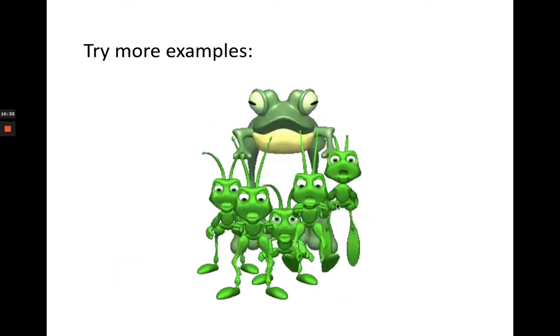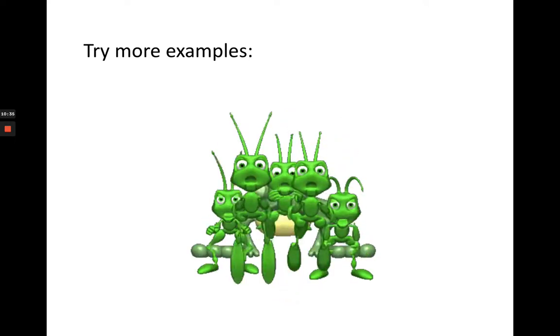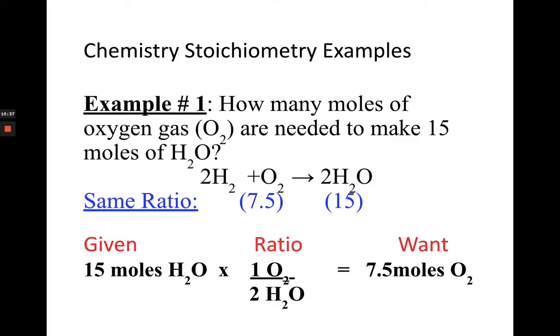Okay, let's try a few more examples with a little more complicated one, because this one, it's a 1 to 2. You probably could guess right. It probably makes sense. But what if it's something that's a little more complicated, like 3 to 2, for example, and it's very easy to get confused about which one should I multiply and which one should I divide by.